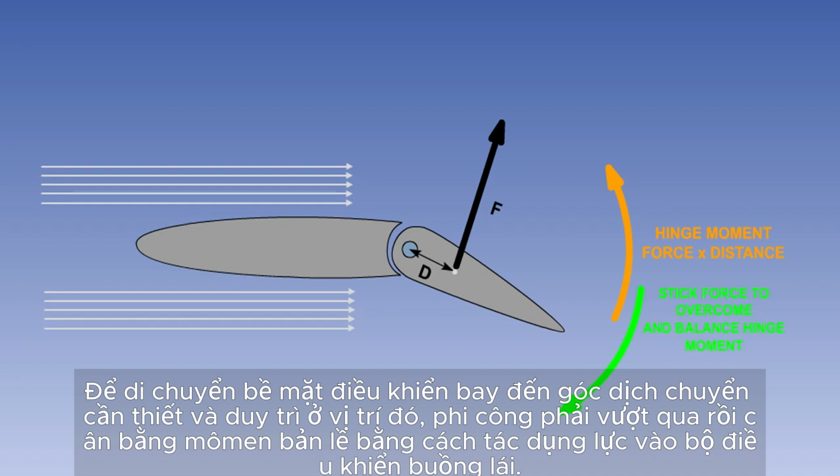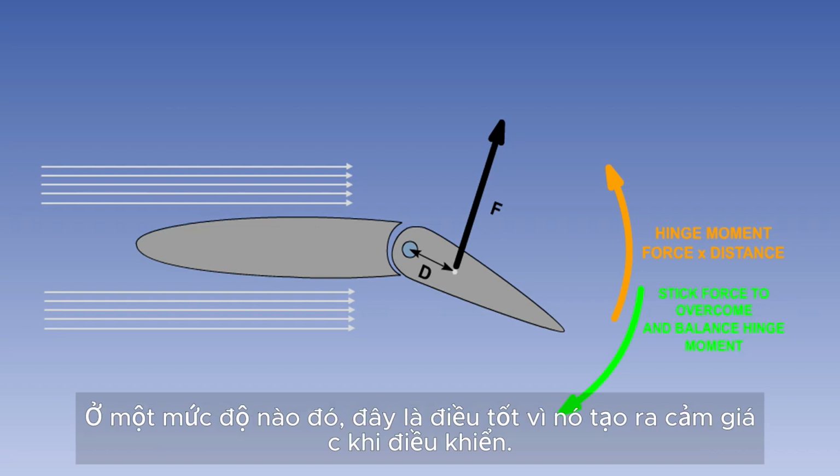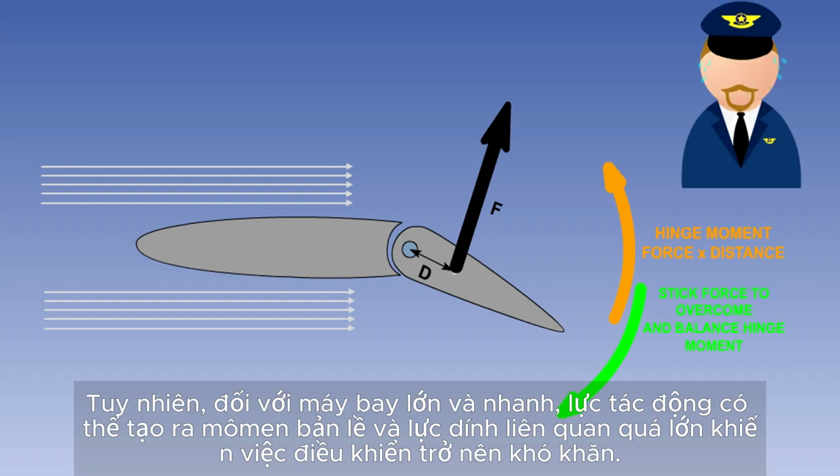To move the flying control surface to the required angular displacement and maintain it in that position, the pilot has to overcome and then balance the hinge moment by applying a force to the cockpit control. The cockpit control load or stick force will therefore depend on the size of the hinge moment. Up to a point, this is a good thing, as it produces feel in the controls. However, for large and fast aircraft, the resulting force could give hinge moments and related stick forces which will be too high for easy operation of the controls.